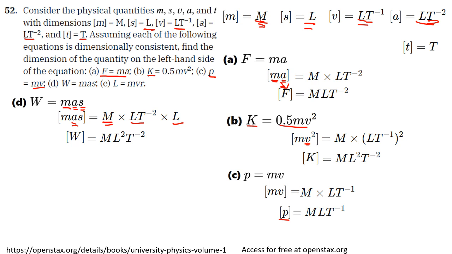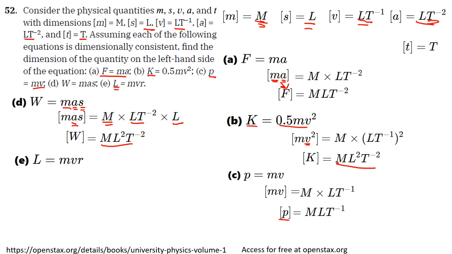One thing you can note here: for kinetic energy it is ML square T raised to minus 2, and here also it is ML square T raised to minus 2. So kinetic energy and work have the same dimensions. Both are energies basically.